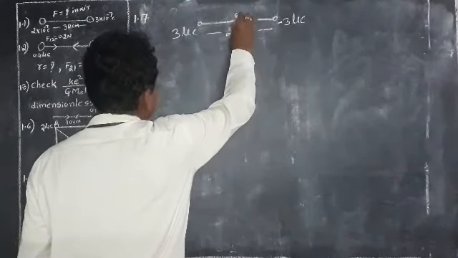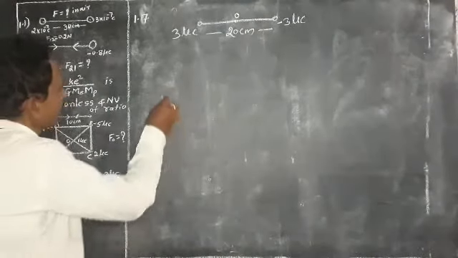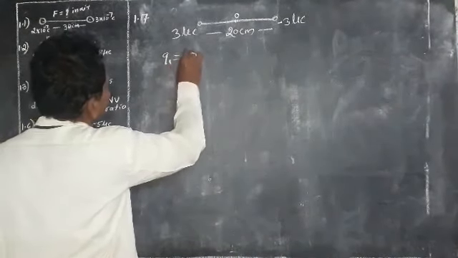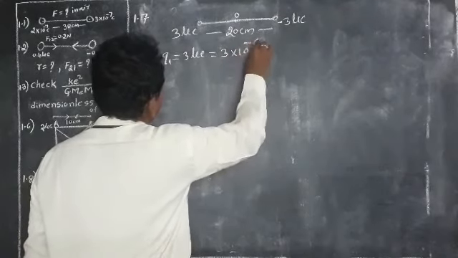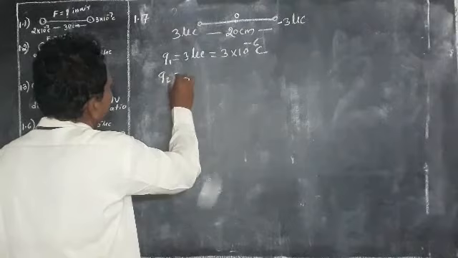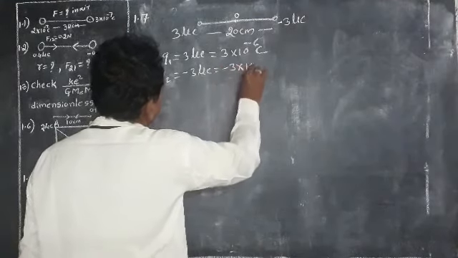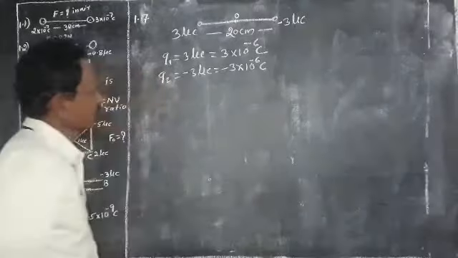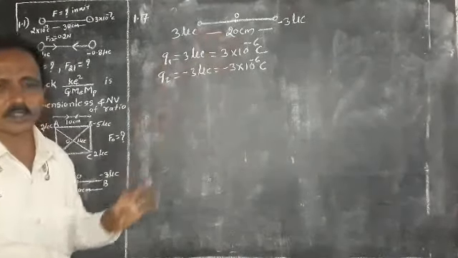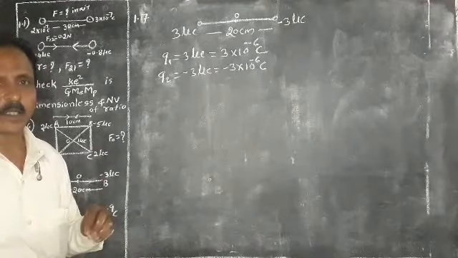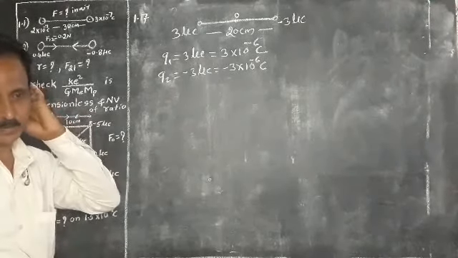Let O be the center of separation between two charges. Here given Q1 is equal to 3 microcoulomb, that is equal to 3 into 10 to the power minus 6 coulomb. Q2 is equal to minus 3 microcoulomb, that is equal to minus 3 into 10 to the power minus 6 coulomb. Here the negative sign indicates that the charge is negative. But to calculate electric field, only the magnitude of charge is considered.